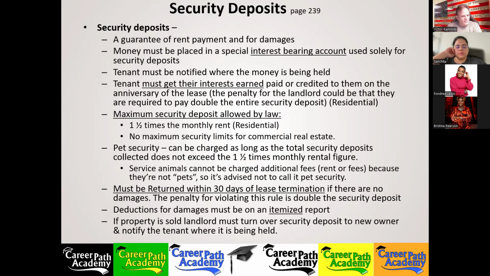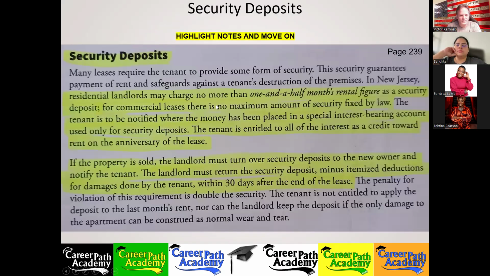I guess I could bring that up during maintenance of premises. Or we just talked about security deposits. Maybe we could bring it up now. How about that? So do the highlight of the security deposits here.